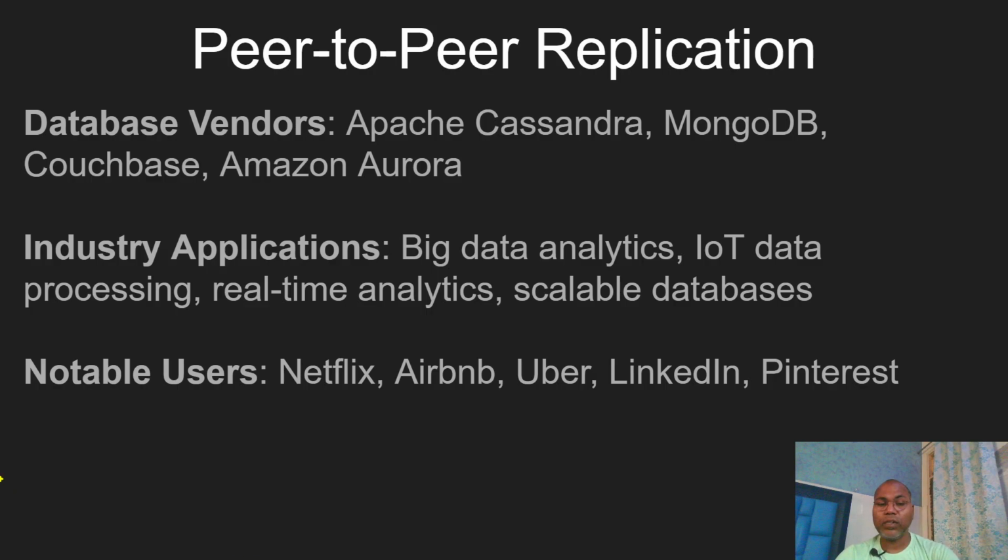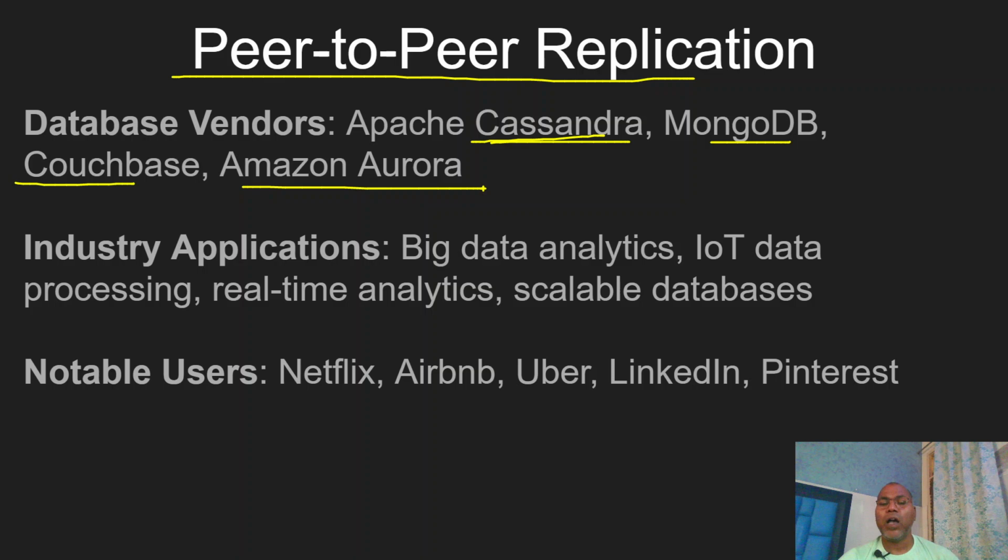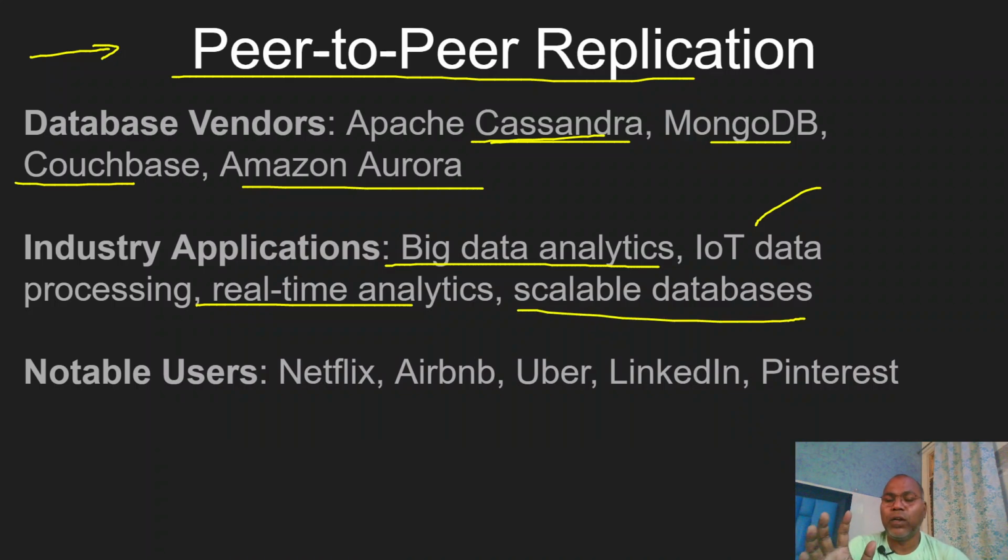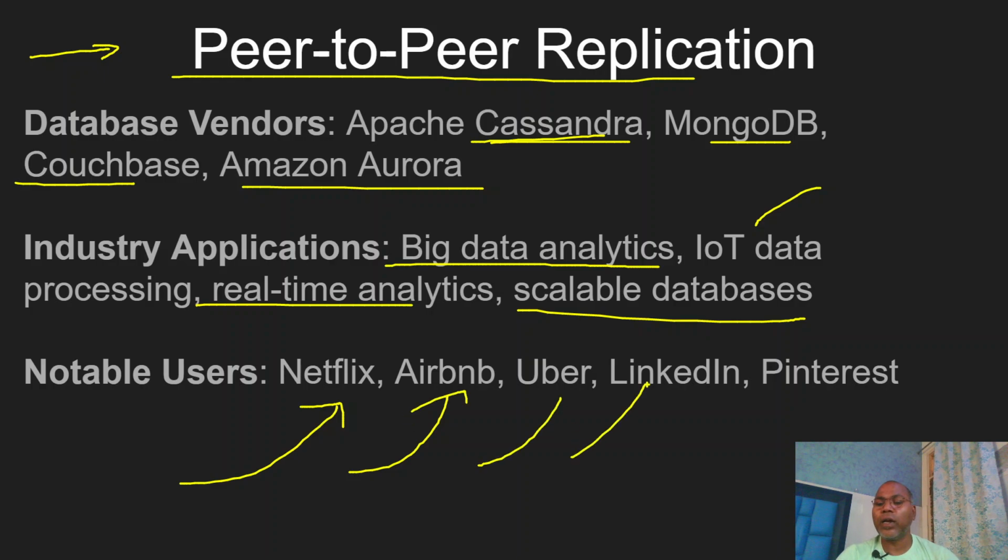So let's talk about peer-to-peer applications for this scenario. Apache Cassandra is open source, and nowadays MongoDB and Couchbase are using this technology. Similarly, Amazon also provides the Aurora database, where you can configure peer-to-peer. Whenever you have big data analytics applications, IoT data processing, or real-time analytics, wherever you want your database to be more and more scalable, peer-to-peer applications are used, and these are very good examples. Netflix, Airbnb, Uber, LinkedIn, lots of bigger players are nowadays using peer-to-peer replication, right?